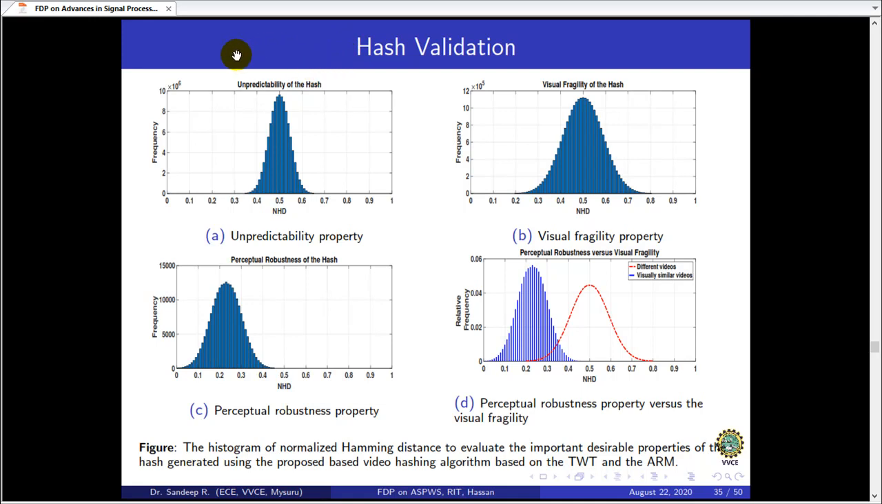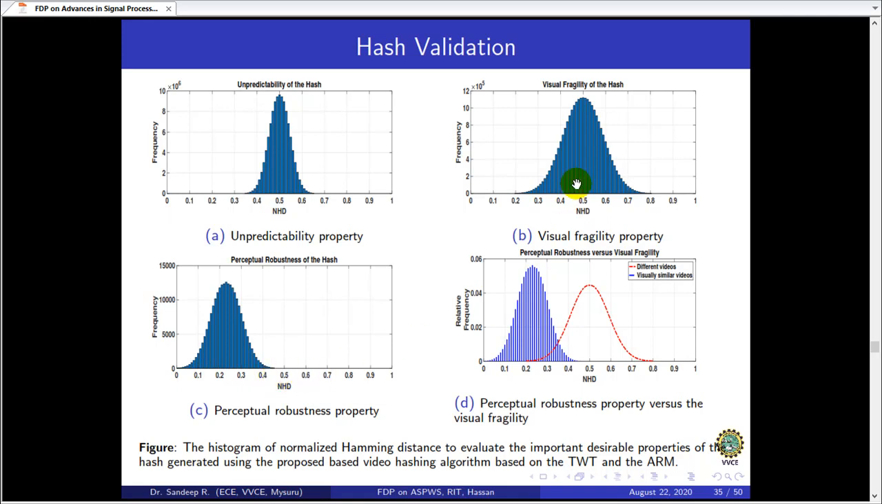For the unpredictability property, the normalized Hamming distances should be centered around 0.5, and you can see that the graph has now become very narrow and centered around 0.5. Even for the visual fragility, it is centered around 0.5 with spread from 0.2 to 0.8. Definitely it has improved considerably. And for the perceptual robustness property, the normalized Hamming distance should be close to 0. If you see this, it is centered around 0.2 roughly, with spread from 0 to 0.45 approximately.